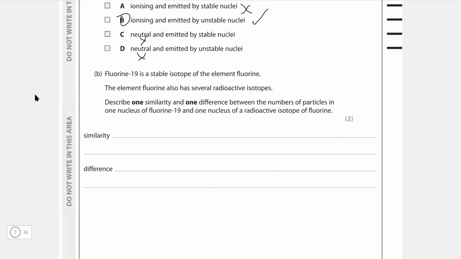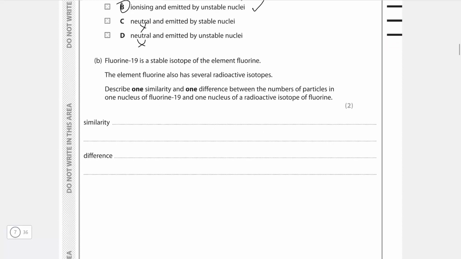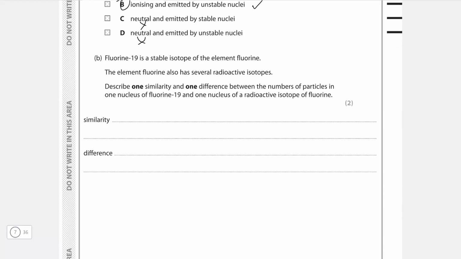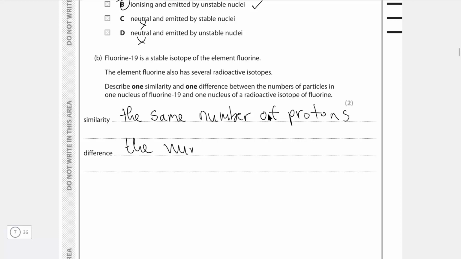Okay, part B. Fluorine-19 is a stable isotope of the element fluorine. Describe one similarity and one difference between the number of particles in one nucleus of fluorine-19 and one nucleus of a radioactive isotope of fluorine. Okay, if it's fluorine, then the number of protons will be the same, otherwise it will be a different chemical element. So the similarity will be the same number of protons, so we can write this, the same number of protons, and a difference is the number of neutrons.